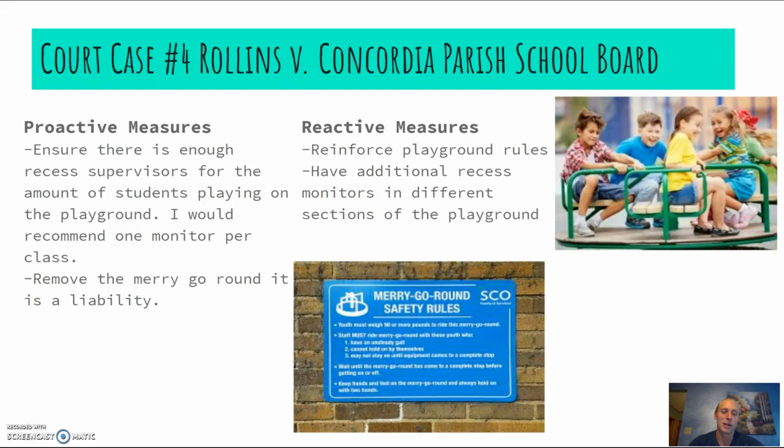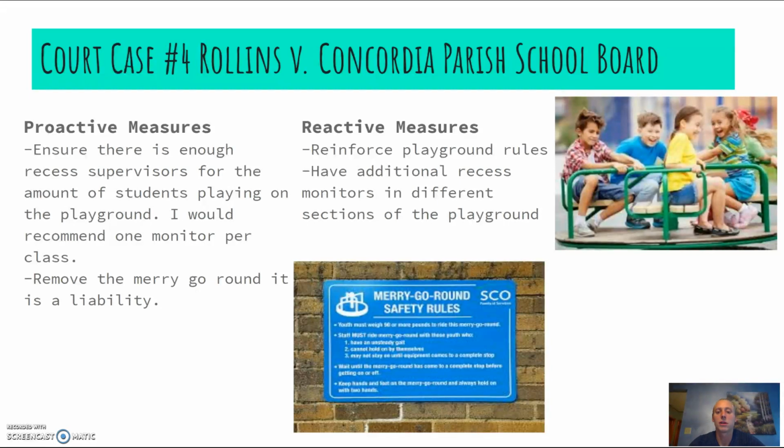And so proactive measures: ensure there is just enough recess supervisors for the amount of students playing on the playground. I would recommend one monitor per class, because you have one teacher per class to look over all those students. You can't expect one recess monitor to supervise 60, 70 kids. I mean, you're bound to have something go wrong. Also, I would remove the merry-go-round completely. It's a huge liability and you don't really need it, and I would just get that out of there.